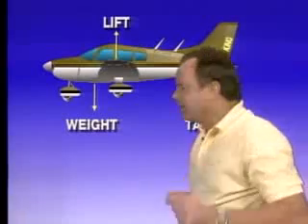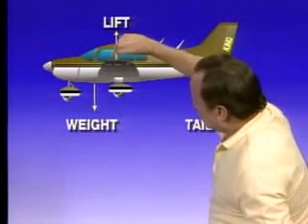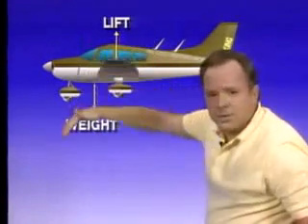Now take a look at this. Think about this in your mind. Pick this airplane up with a string at the center of pressure. Now notice where the center of gravity is. It's ahead of it. What's going to happen? The airplane's going to nose down.